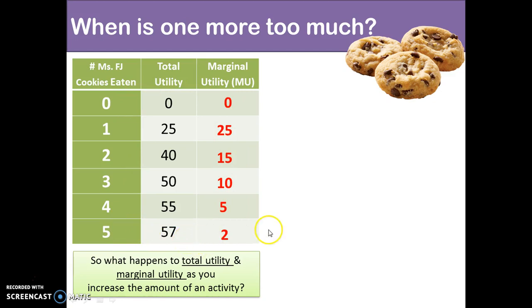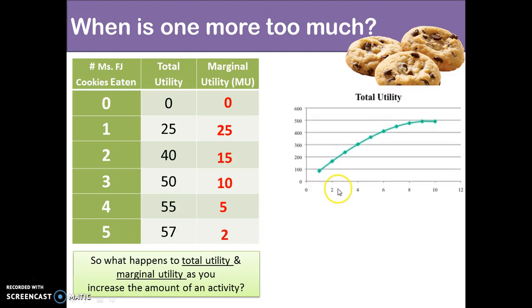So we can take this data and we can make a picture of it. We can make a graph. So for total utility, on the x-axis we're going to have quantity. On the y-axis we're going to have the total utility. And as you can see here, after we have something, we're going to experience some satisfaction. And that satisfaction, that total, is going to keep on going up. But as you notice here, we go 50 to 55 to 57. We're not going 0 to 25, 50, 75, 100. It's not going straight up, it's leveling off, so it gets flatter up here. That's what a total utility curve does.